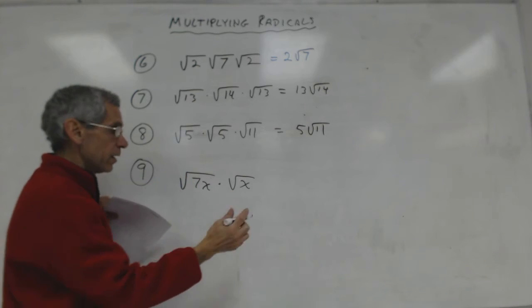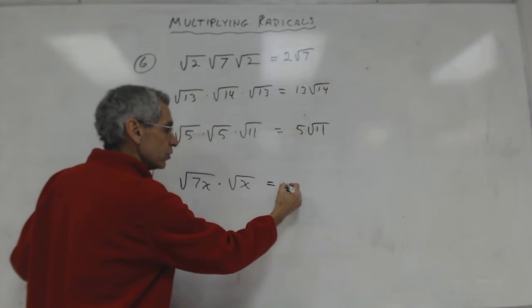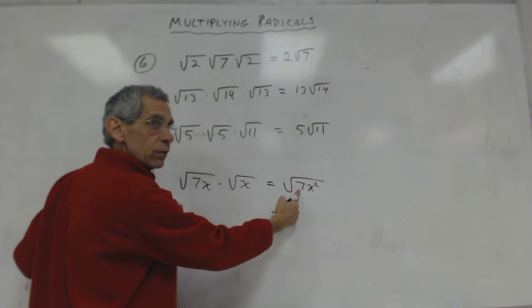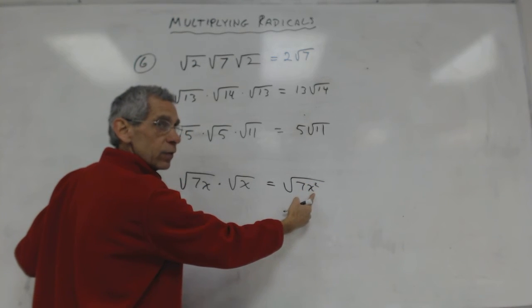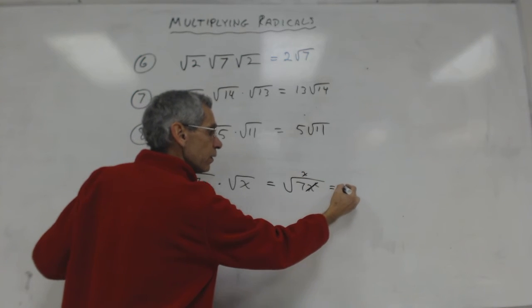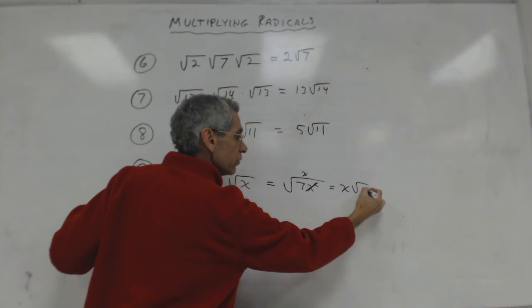So I could do it the long way, which is the square root of 7x squared. Does 7 have a square root? No. Does x squared have a square root? Yes. So the x squared comes out as an x. So my final answer is x square root of 7, right?